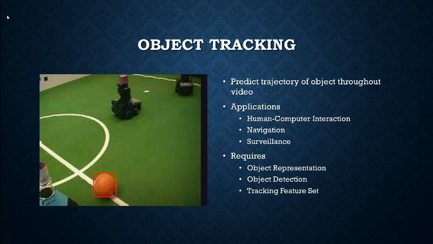And when it comes down to it, object tracking requires 3 things. It requires a way to represent the objects you want to track, it requires a way to detect these objects you want to track, and then you have to decide which features in the images you're going to use to track this object.